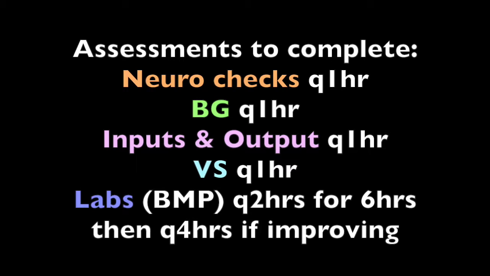After we begin the 2-bag system, we need to monitor our patient continually. We need to complete neurochecks every 1 hour to assess for signs and symptoms of cerebral edema, as fluid and electrolyte balances may have shifted. We also need to reassess the blood glucose every hour to determine if the fluid rates need to be titrated up or down. We also need to measure the inputs and outputs every 1 hour. Vital signs must also be checked every 1 hour. Labs, specifically BMPs, need to be drawn every 2 hours for 6 hours, then every 4 hours after that if they are improving.